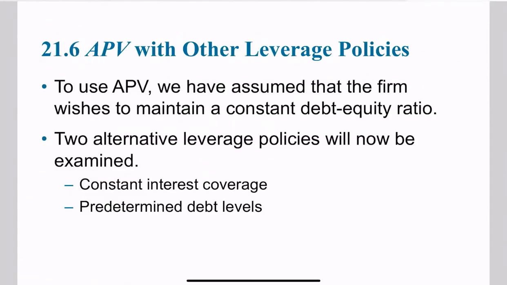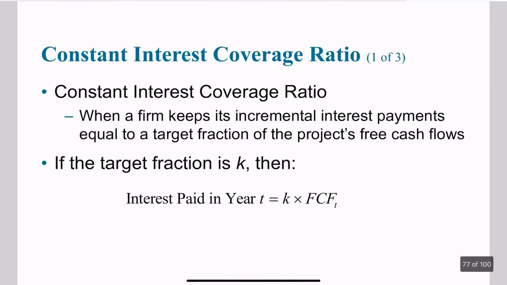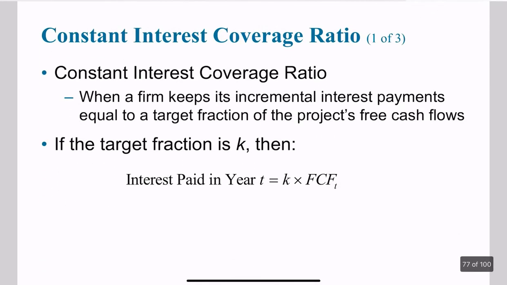Okay, now let's talk about the APV method. So we have discussed this method, and we assumed that the firm has a constant debt equity ratio. And now we will relax this assumption. We will discuss two alternative leverage policies. The first is we assume the firm maintains a constant interest coverage. And then the second is we assume the firm has predetermined debt levels. So first, constant interest coverage ratio.